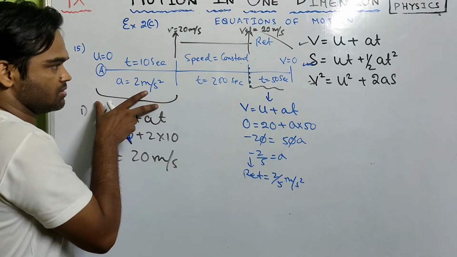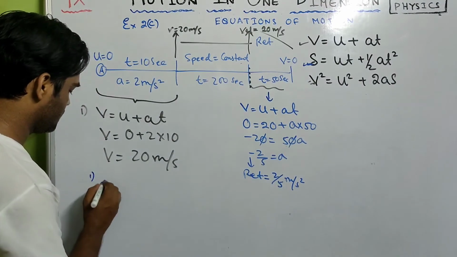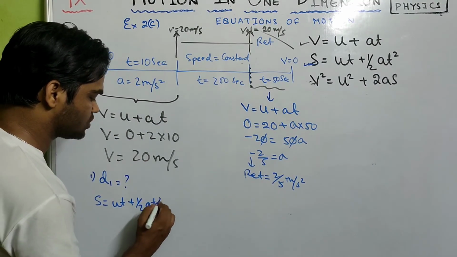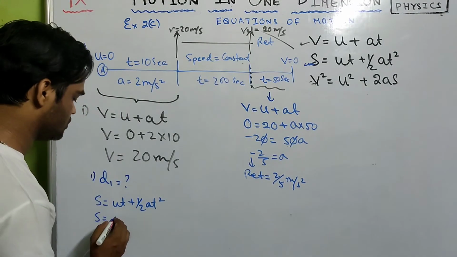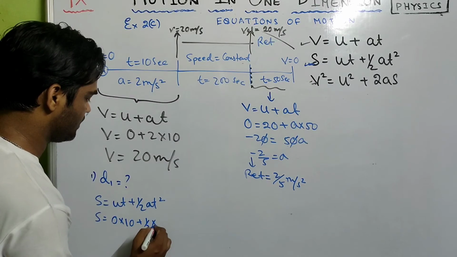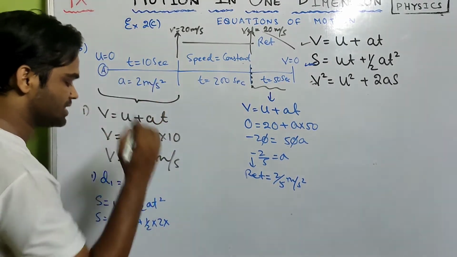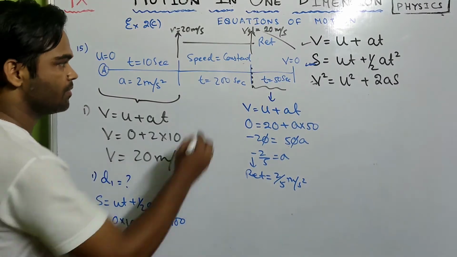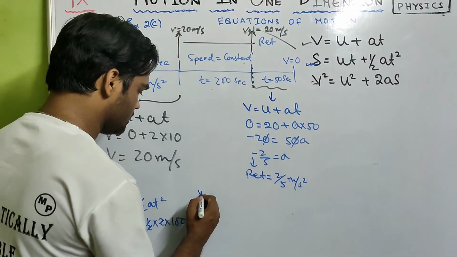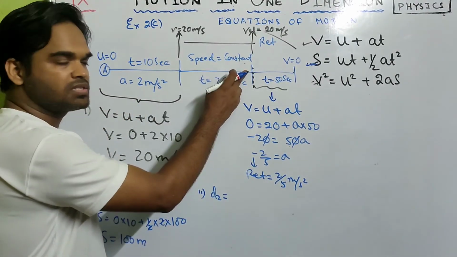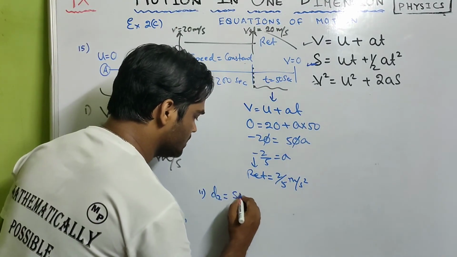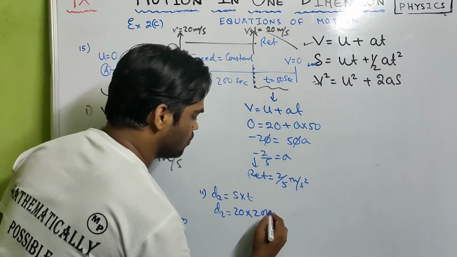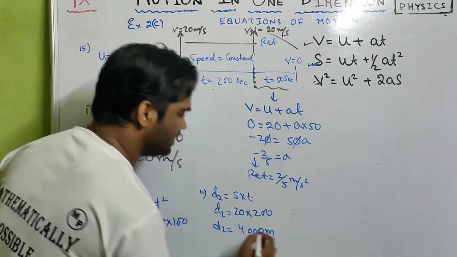The total distance traveled and the average velocity of the train. The total distance traveled, 3 cases: d1, d2, d3. Look over here, d1, how do you find? We can write s equals ut plus half at square, isn't it? So s equals, u is 0 multiplied by 10 plus half, a is 2, t square, which means 10 square. 10 square is 100. So s is 100 meter. That's d1. In this case, d2: the speed is constant, time is 200, which means speed into time. The speed for this region was 20 meter per second. Time is 200. So d2 is 4000 meter.